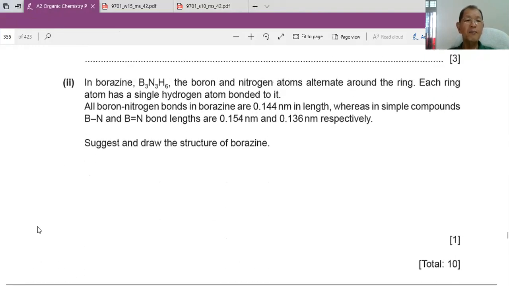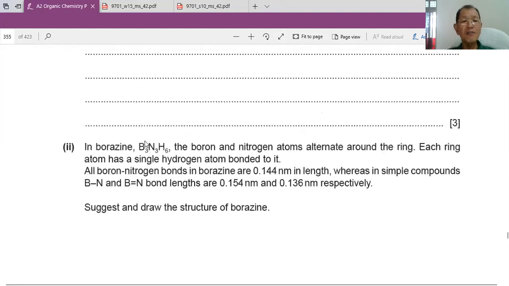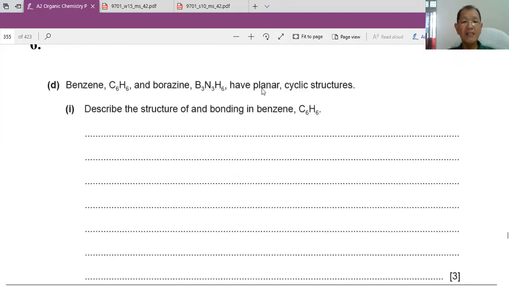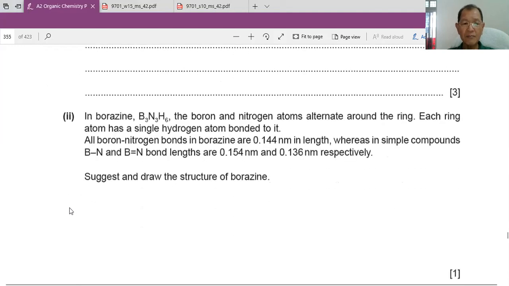In borazine, B3N3H6, they tell you that these are the same structures. They have a planar cyclic structure. The only way it is planar is in the bond between the boron and nitrogen. That means this 3 and 3 is 6 up. So the only way is to compare this to benzene. You use your brain.